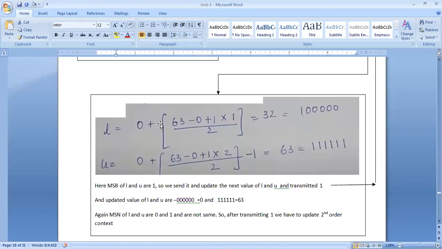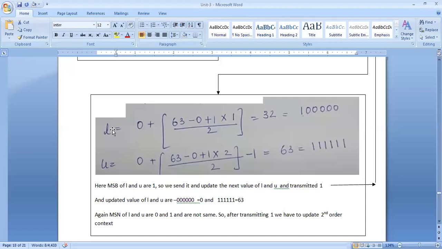Again we check that the MSB, most significant bit of L, lower and upper, both are the same. If both are the same, then we will transmit that value. And after that, we again update the value of L and U. And after that, we update all the tables. And this process is repeated until all the symbols are counted.